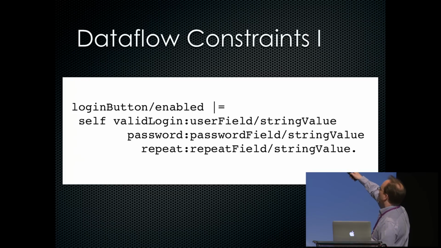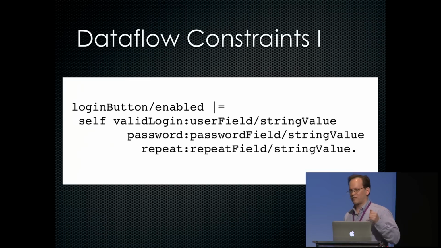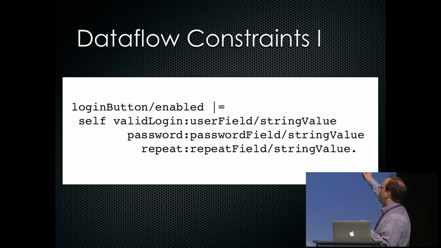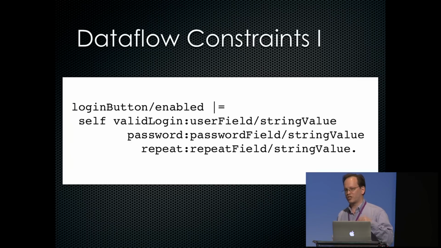The strange pipe equals, that's a new connector, and it says that this is not an assignment that happens once, but it's a data flow constraint that should hold always, right? So that means if any of the variables on the right-hand side of that change, the expression is reevaluated. And of course, I just put the actual logic in a separate method, which just checks that the user field is OK, and then that the password and the repeat matches and that they're long enough.